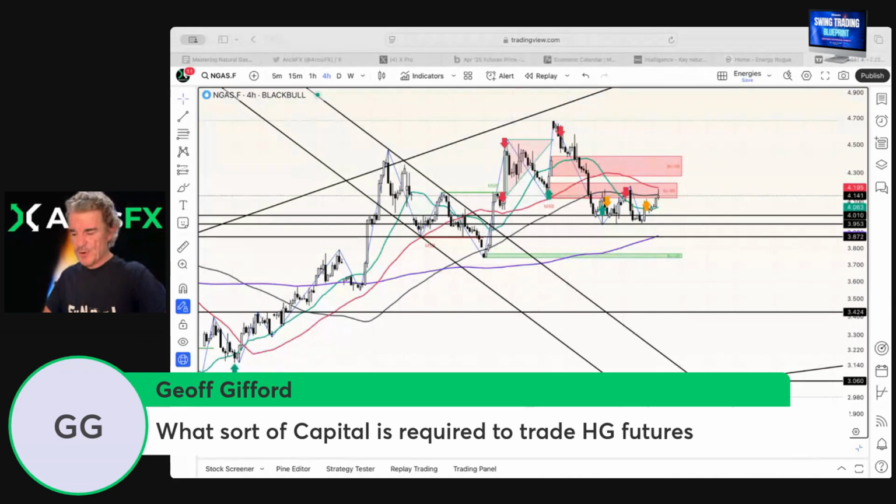What sort of capital is required to trade HG futures? Jeff, not too much really. At Black Bull, my broker, which I've been with for a long time, and they're very good with natural gas, with quite good spreads, reasonable spreads and commissions. They allow you to trade 0.1 of a futures contract, which is quite small. You don't need a lot of capital for that.